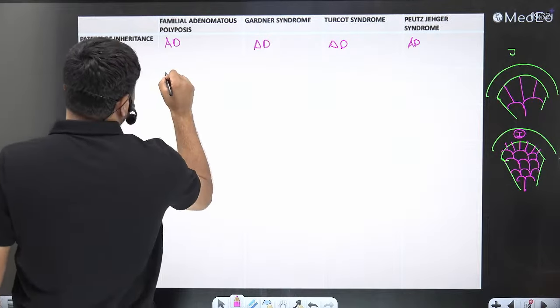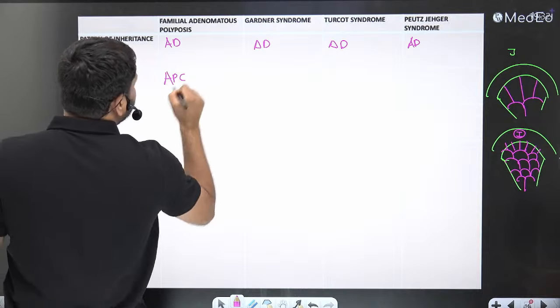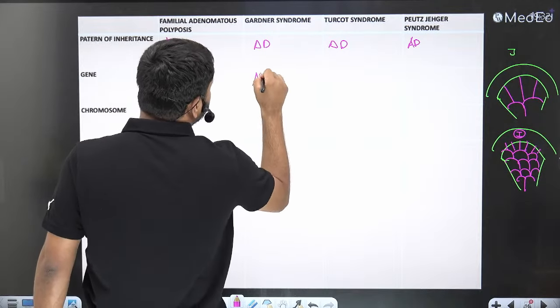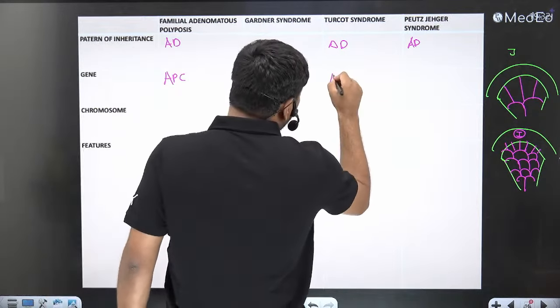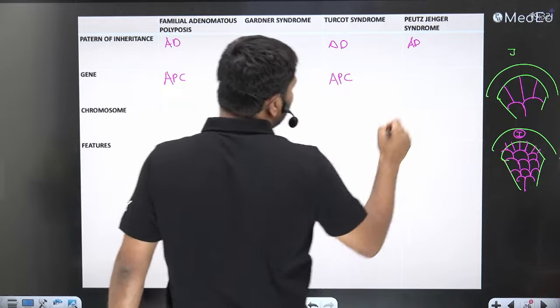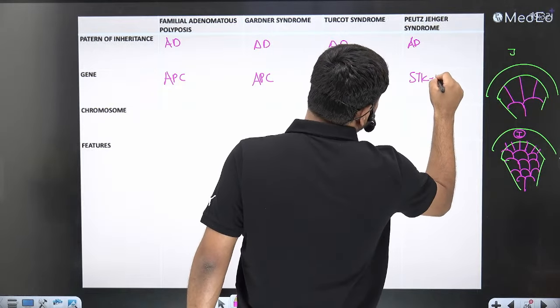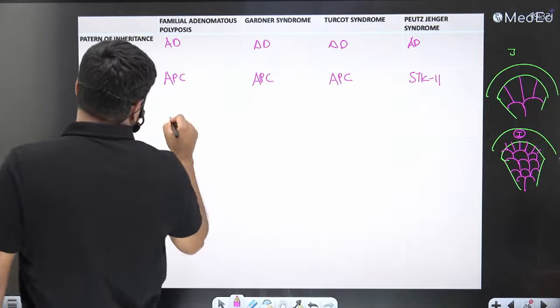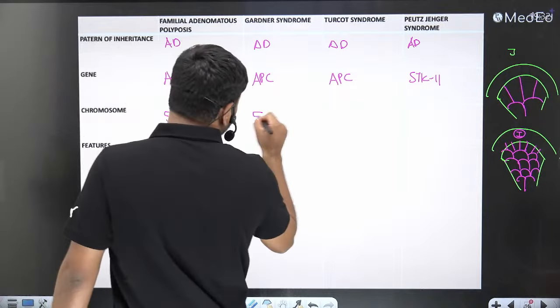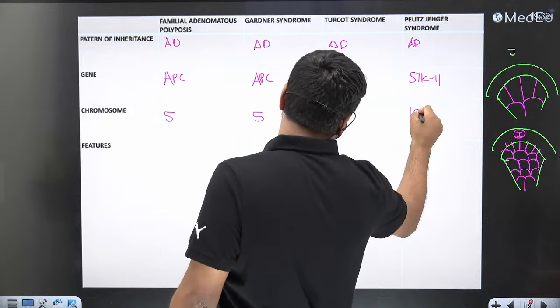What is the gene? FAP is associated with APC gene mutation. Gardner syndrome is also associated with APC gene mutation. Turcot is also APC gene mutation. Peutz-Jeghers syndrome is your STK11 gene mutation. What is the chromosome here? Chromosome number 5 for the APC-associated syndromes. It is not 5 for Peutz-Jeghers, it is 19.